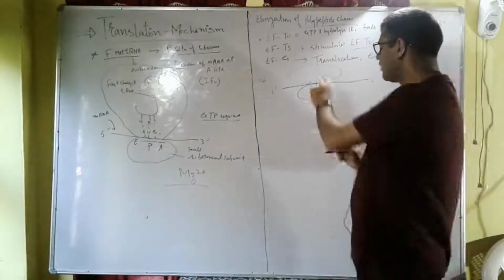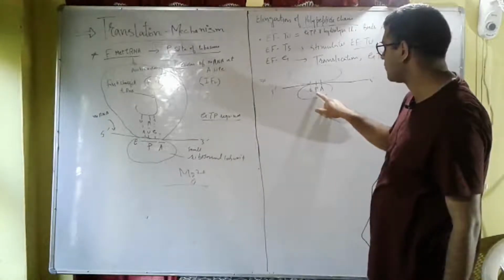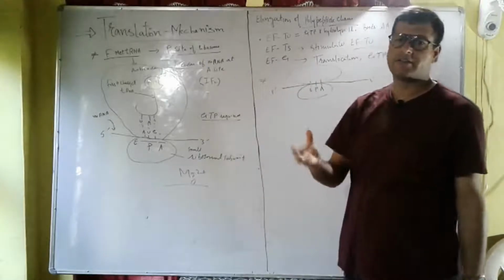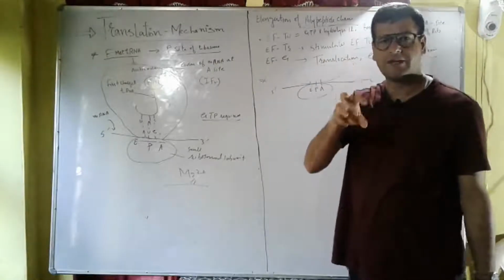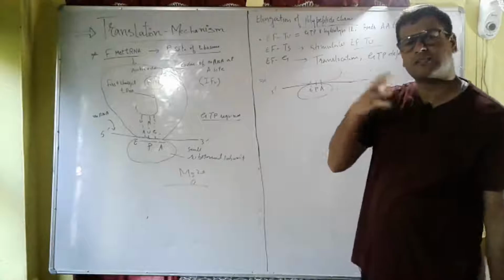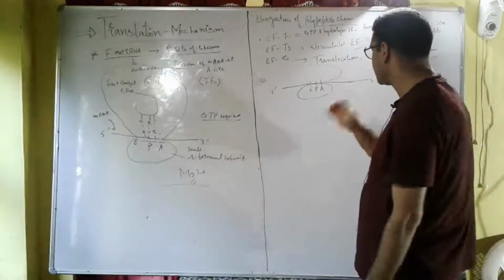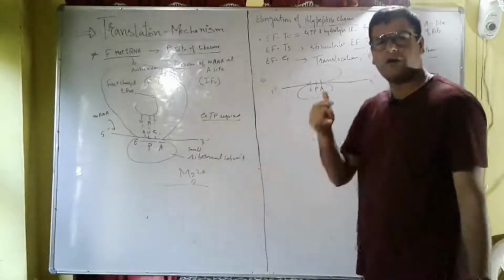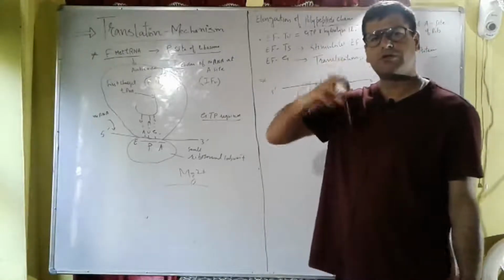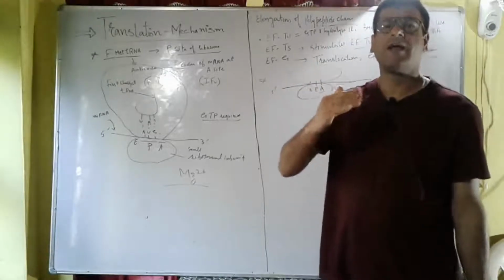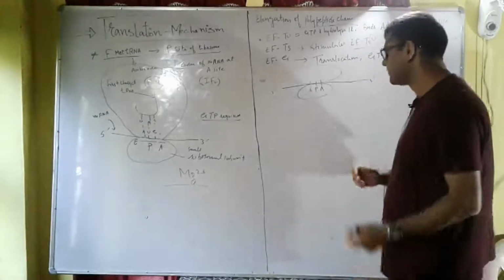Only the first charged tRNA arrives at the P site of the ribosome, whereas all the other tRNAs, that means the second, third, and fourth charged tRNAs, arrive at the A site. That is why the A site is called the amino acid acceptor site. P is the peptidyl site and E is the exit site. The first charged tRNA, formylmethionine tRNA in prokaryotes and methionine tRNA in eukaryotes, arrives at the P site, whereas the rest of the tRNAs arrive at the A site.